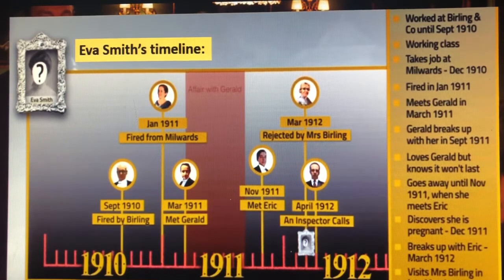She goes away until November 1911 when she meets Eric. Discovers she's pregnant in December 1911. Breaks up with Eric in March 1912 and visits Mrs. Birling in late March 1912. By April, she has of course committed suicide, around about the same time as in fact the Titanic sank.